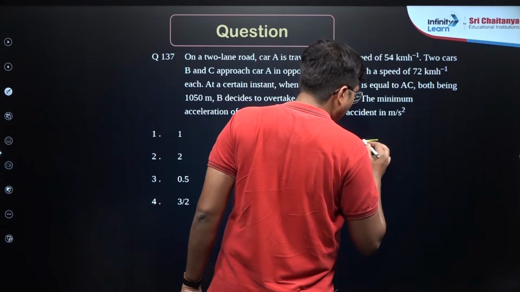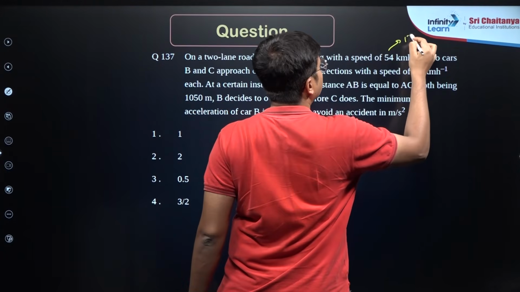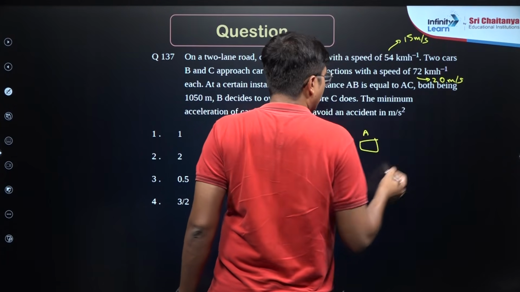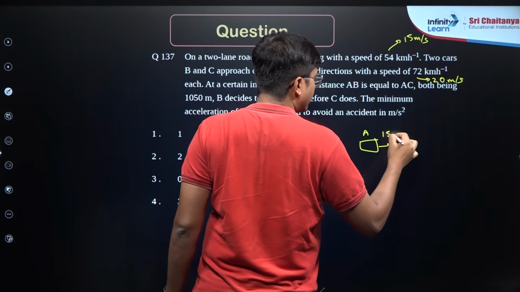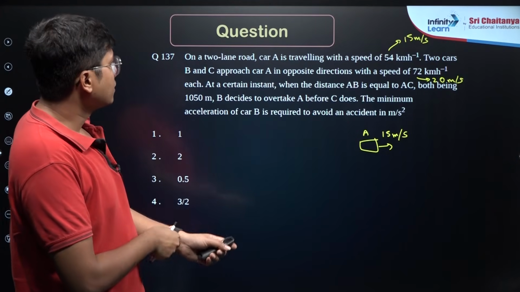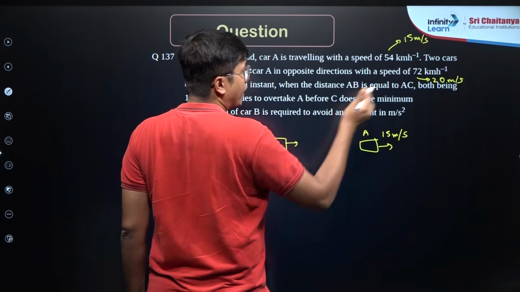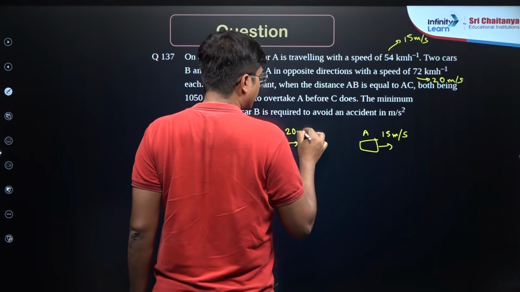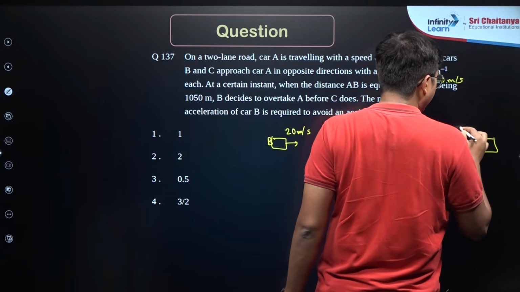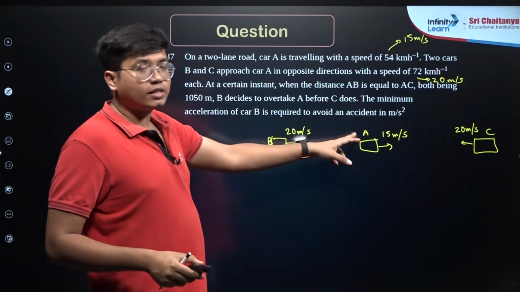If you visualize, there is a car A over here. Car A's speed is 54 kilometers per hour, which is 15 meters per second. 72 kilometers per hour is 20 meters per second. So car A is moving in this direction at 15 meters per second. Car B is coming from this side at 20 meters per second, whereas car C is coming in the other direction at 20 meters per second. You want to make sure that car B crosses A before car C.